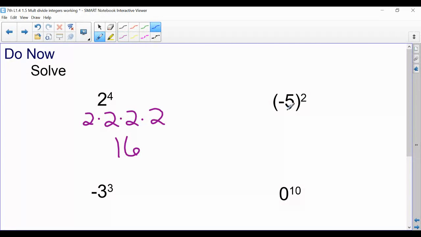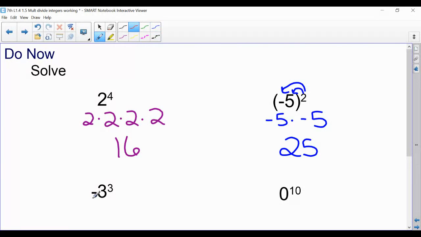Next one says (-5) to the power of 2. The exponent applies to everything inside of the parentheses, so we're multiplying -5 times -5. 5 times 5 is 25. A negative times a negative is a positive.